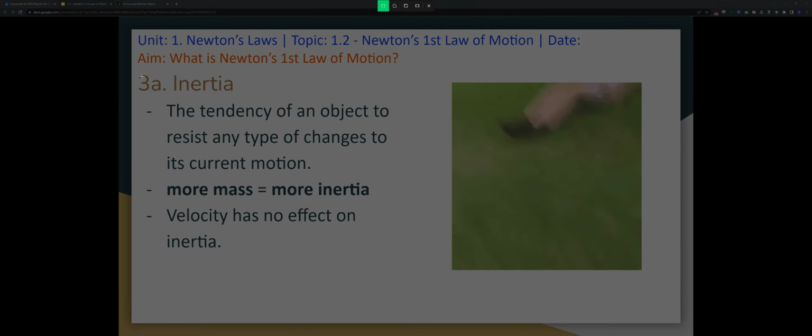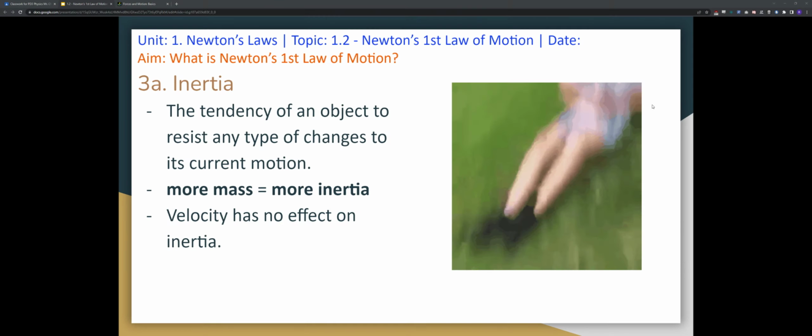A really important part of Newton's first law is the idea of inertia. Right? And inertia is really just a tendency of any object to resist changes in motion. And the more mass you have, the more inertia you have. So more mass you have, let's take for example this haystack. This haystack has a lot of mass. Doesn't really want to change its motion, right? Because it has a lot of mass, a lot of inertia.